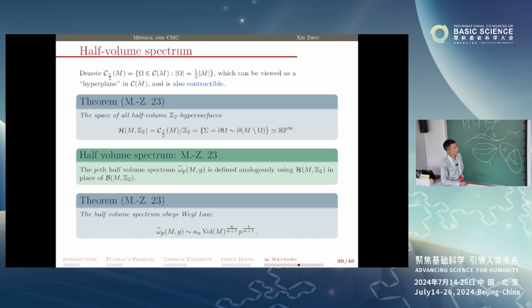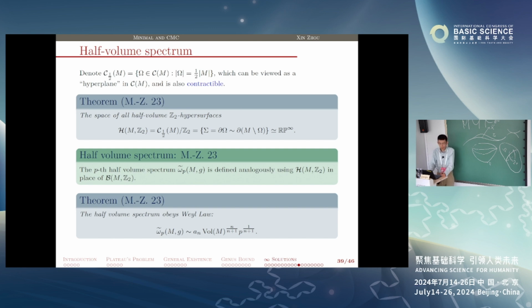And then we can define a half volume spectrum in the same way as Gromov defined for the volume spectrum. And last year we proved that they obey a Weyl law, the same asymptotic behavior. It's not very hard because these spectrums sort of sit in between two nearby spectrums of the additional volume spectrum. Okay, so now we found some new spectrum and they have geometric meaning.